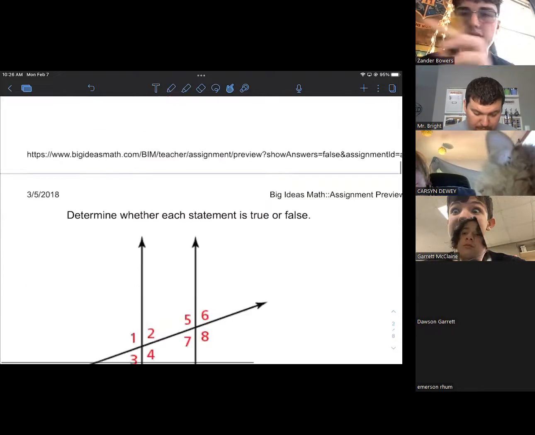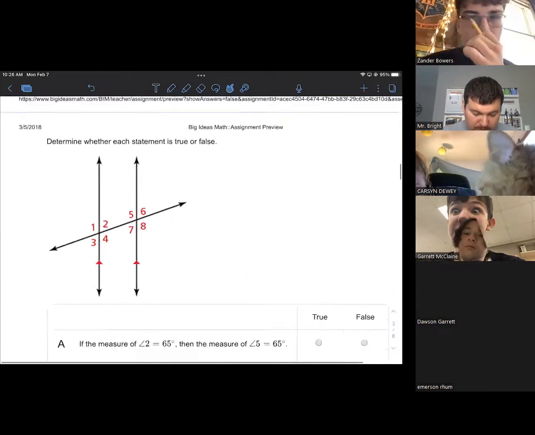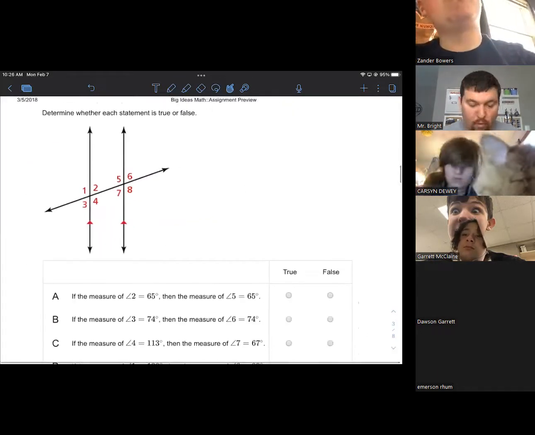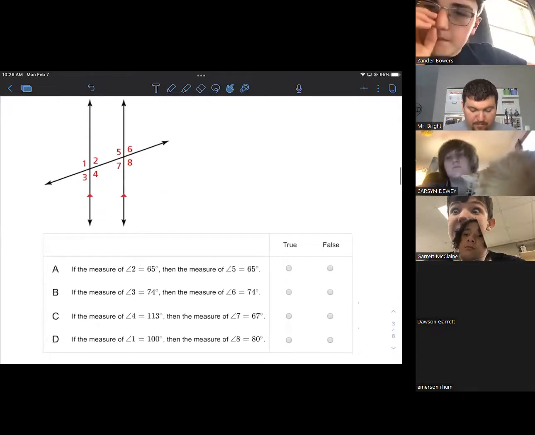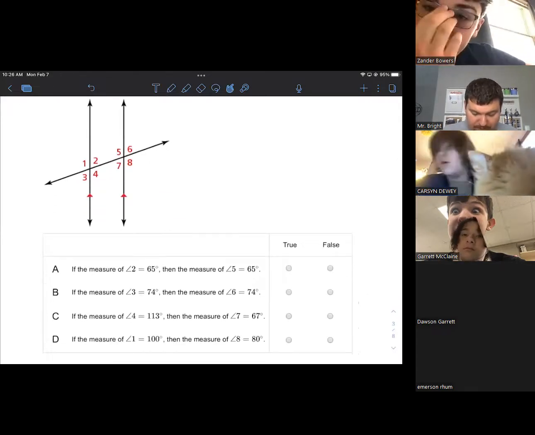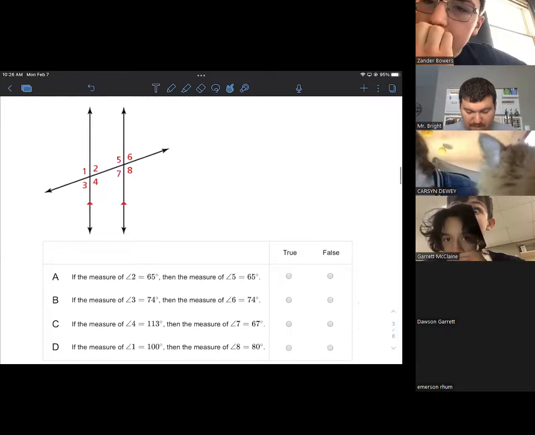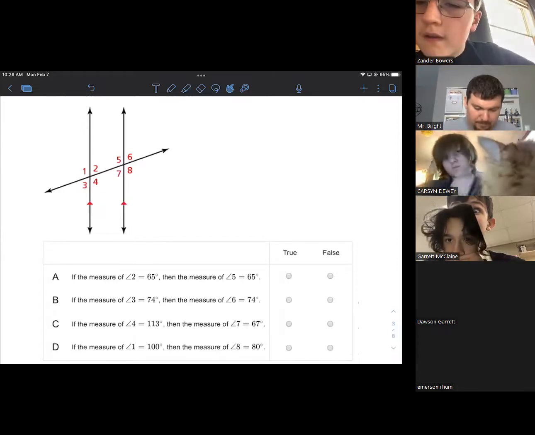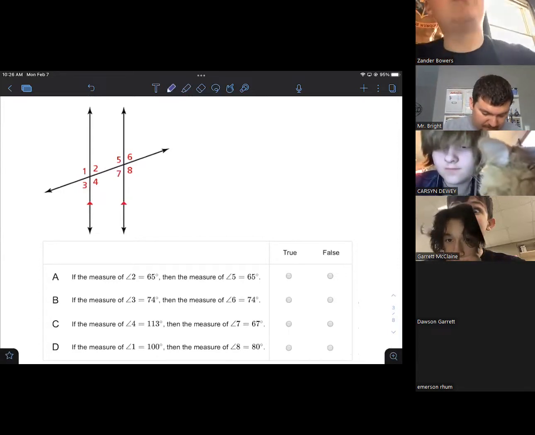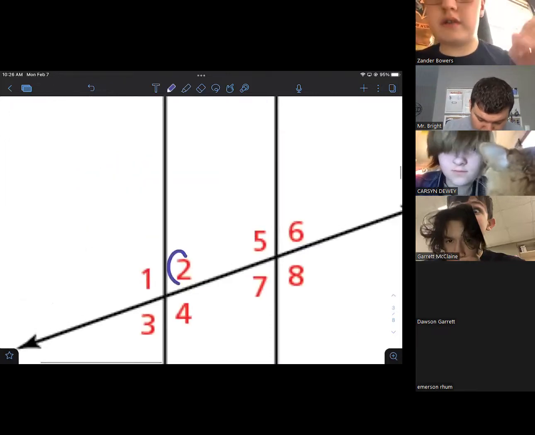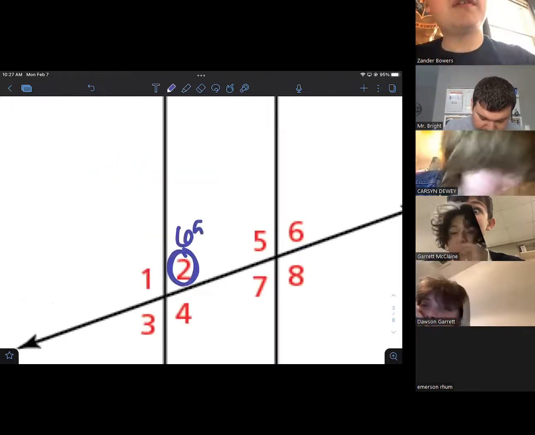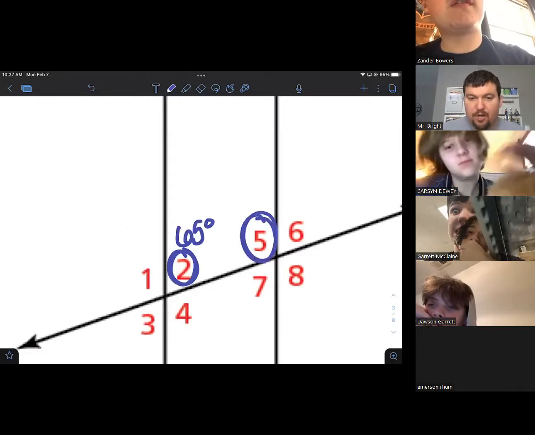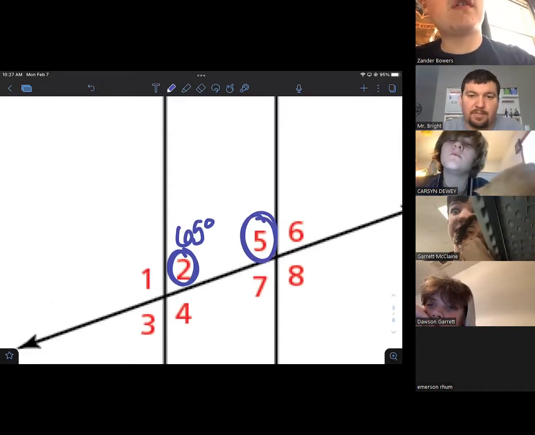Okay, moving on to number 3. Number 3 says determine whether each statement is true or false. First one, if the measure of angle 2 is 65, then the measure of angle 5 is 65 degrees. So I'm going to highlight this. If angle 2 is 65 degrees, they think angle 5 should also be 65 degrees. True or false?